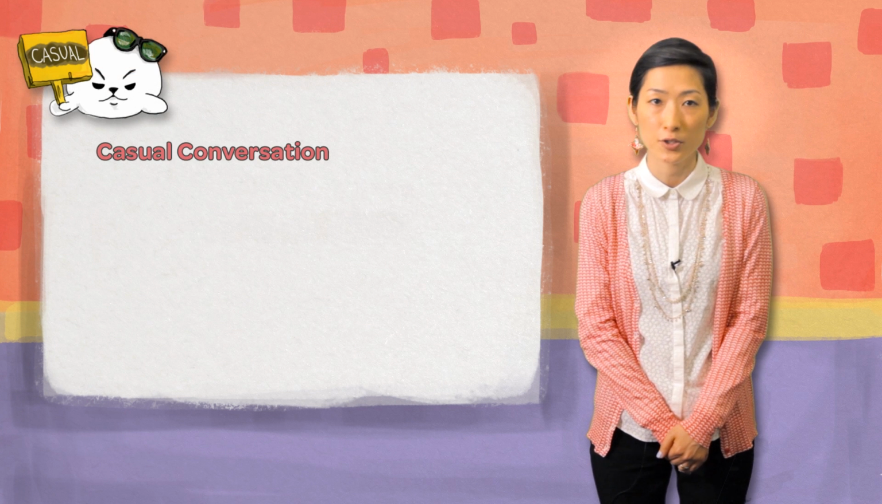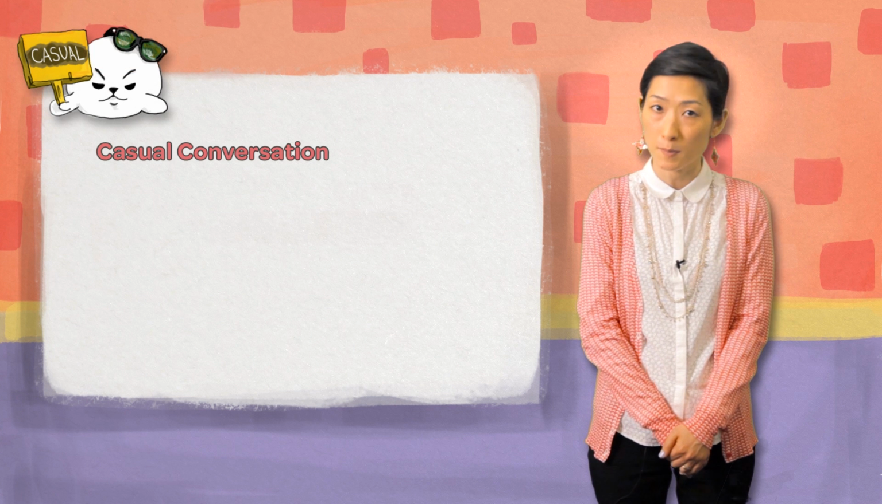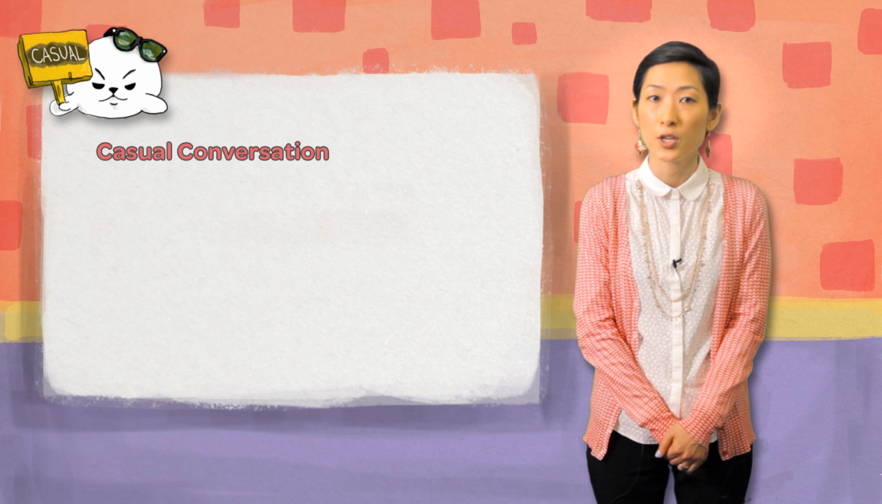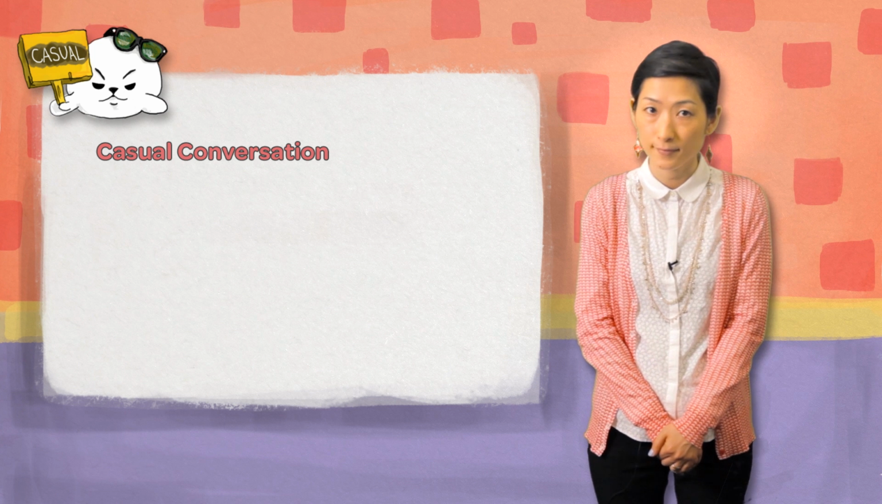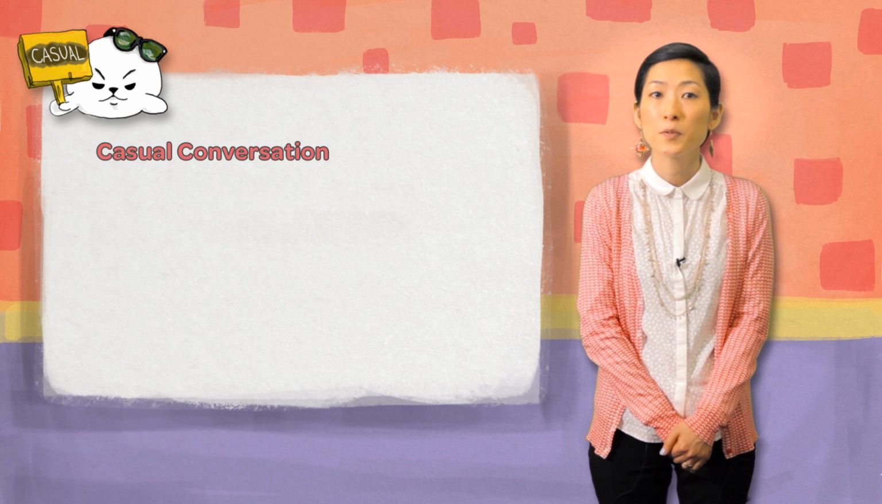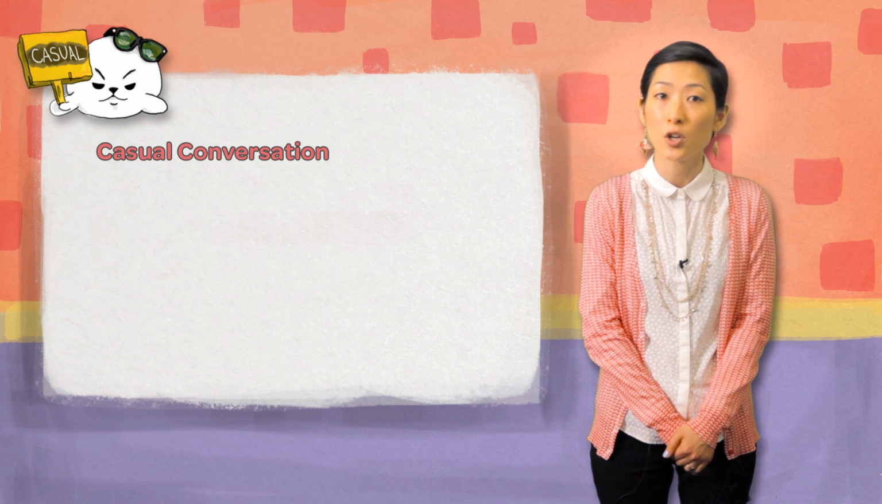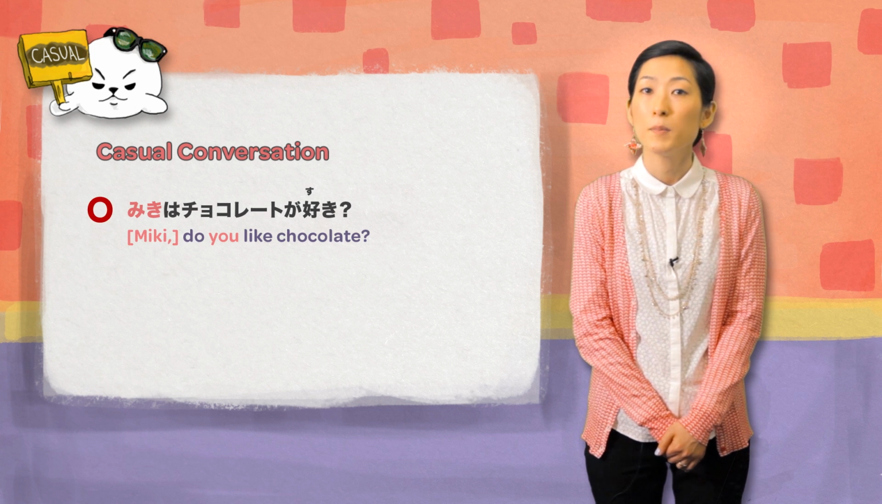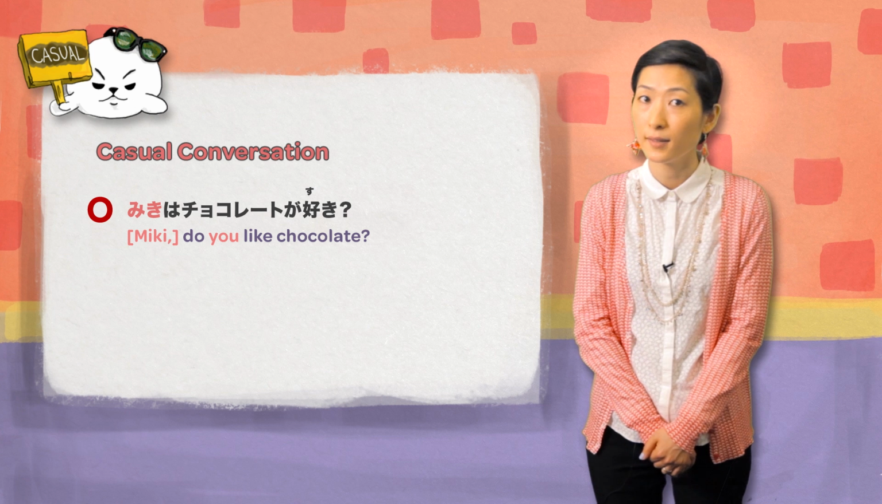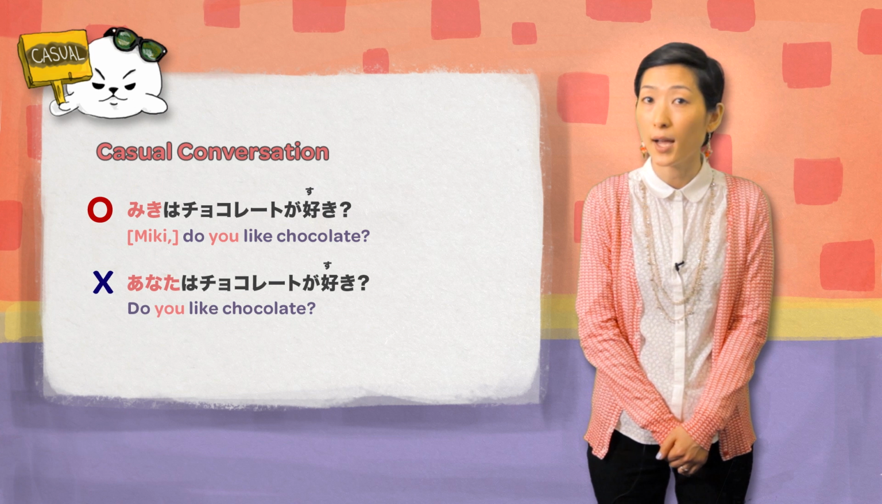In casual conversations between close friends or family members, you usually address each other with your first name. For example, to ask your best friend Miki if she likes chocolate, you say, "Miki はチョコレートが好き?" and not, "あなたはチョコレートが好き?"